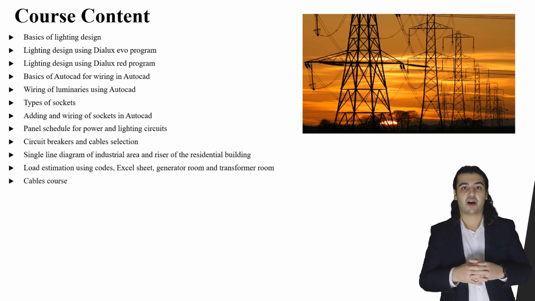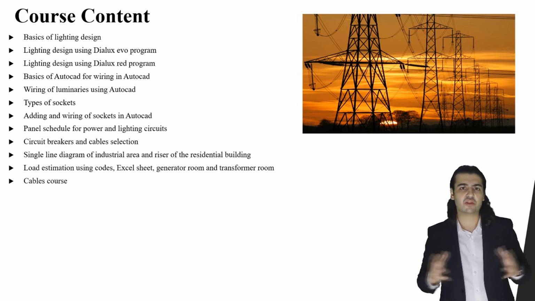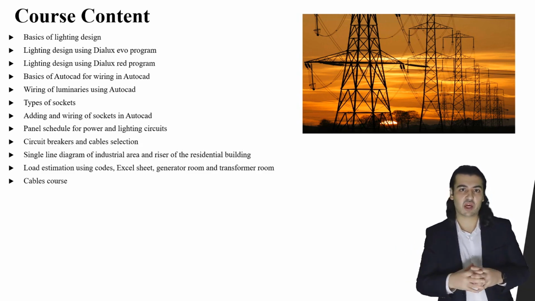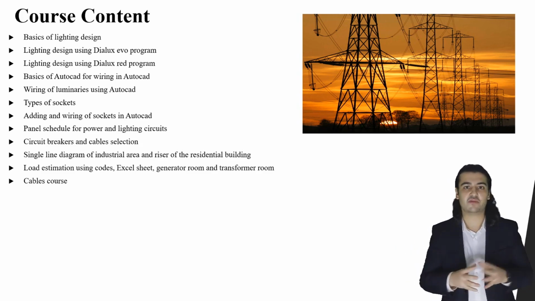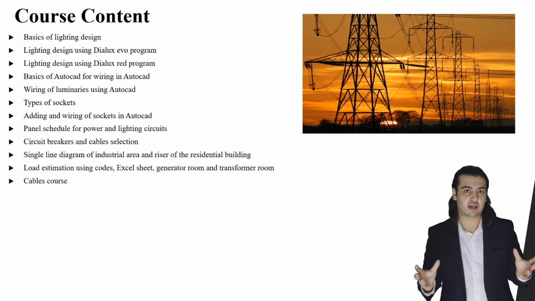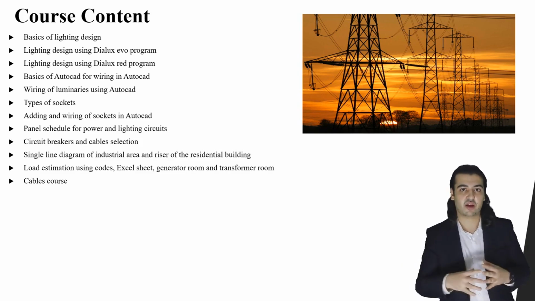Then we will have another course about cables. So we will understand everything about cables. This includes the different types of cables, the sizing of the neutral, sizing of the earthing conductor, and much more. So we will learn about the different cables, and we will talk also about the derating factor. Then we will have a solved example on the design or selection of cables.